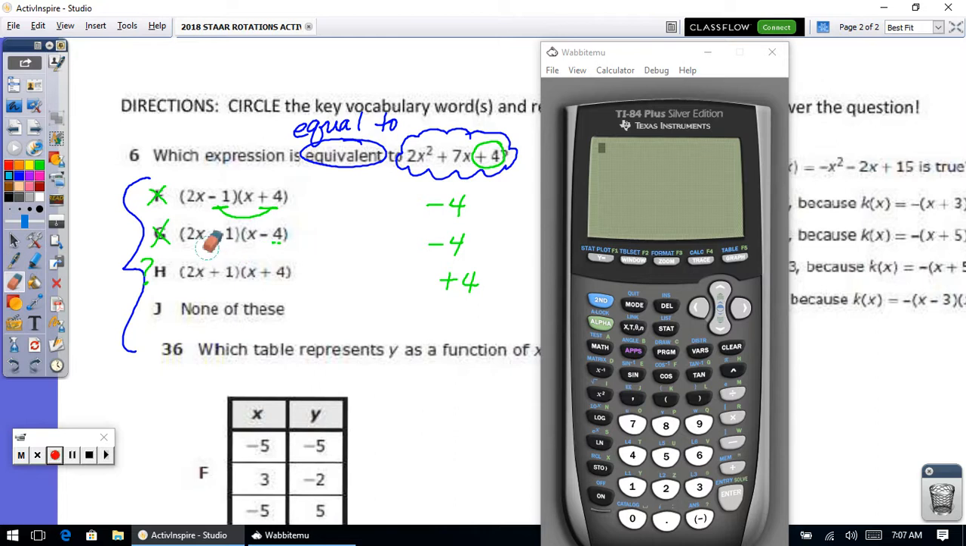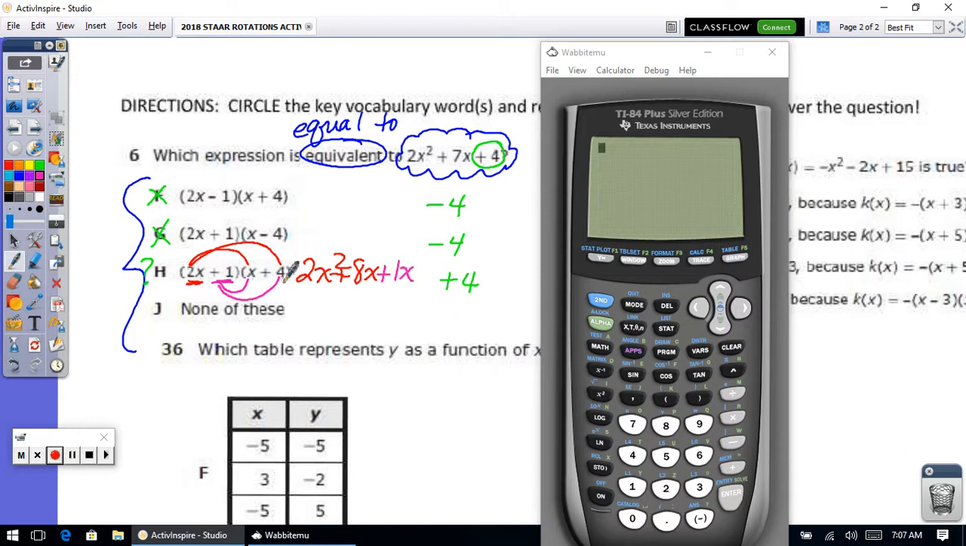So let me clean this up here. So let's start here with our multi-distribution. We're going to start with the 2x. 2x times x is 2x squared. 2x times 4 is positive 8x. So now let's distribute the 1. That's going to be easy because 1 times anything is just what you're multiplying it by. 1 times x is 1x.